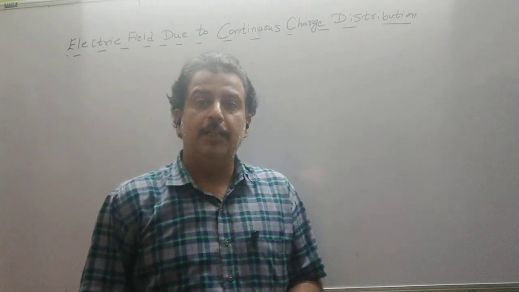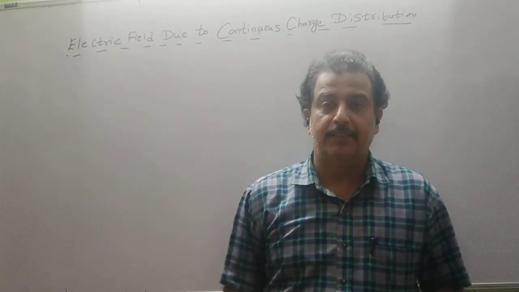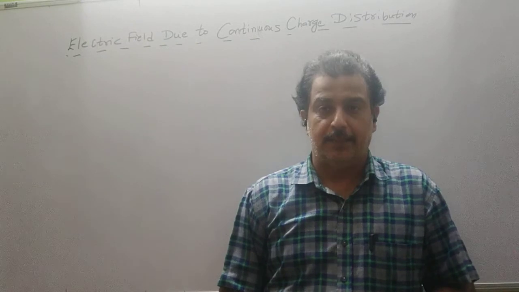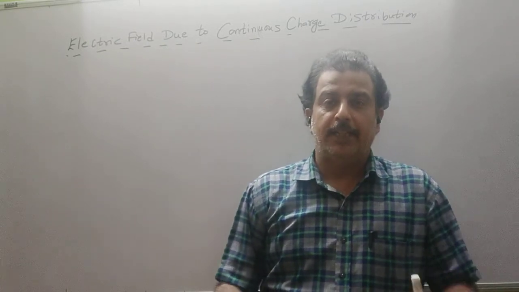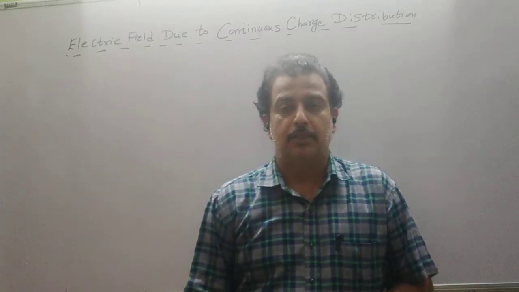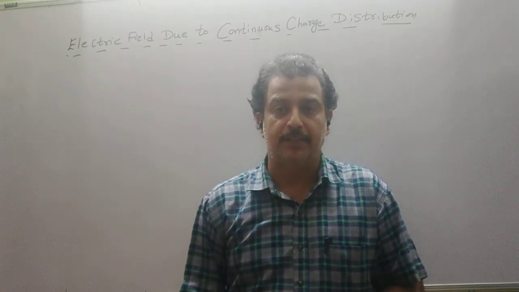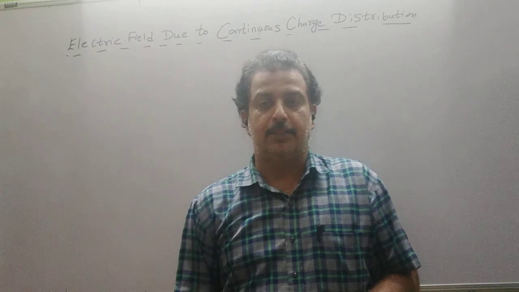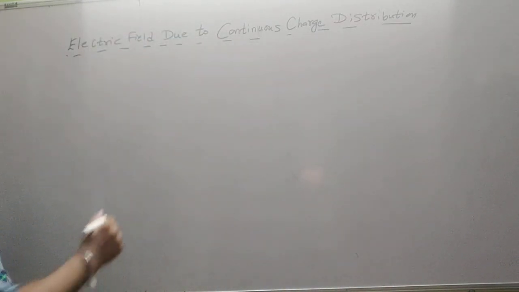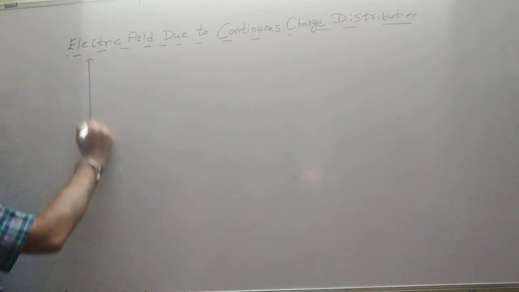Now the linear charge distribution was defined as when the charges are distributed over the length of the wire. So when we take a one-dimensional object on which the charges are distributed, then it was a linear charge distribution. So let us consider a linear charge distribution.